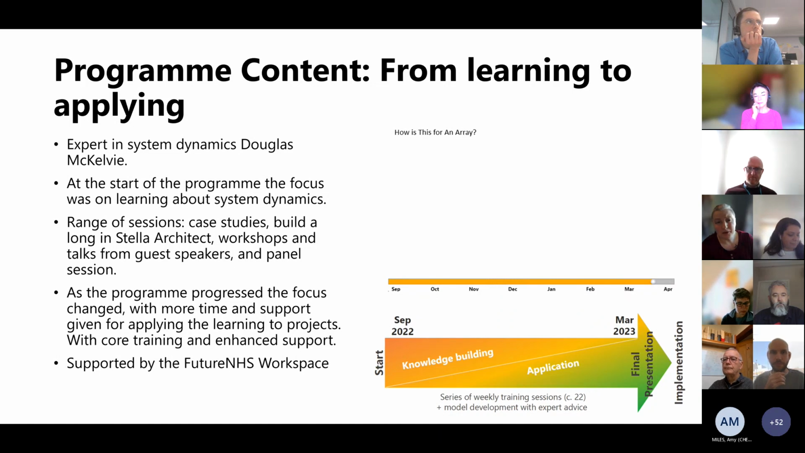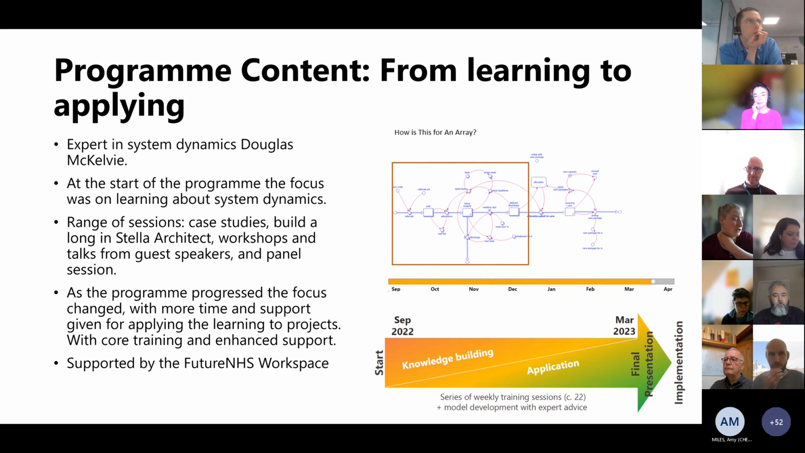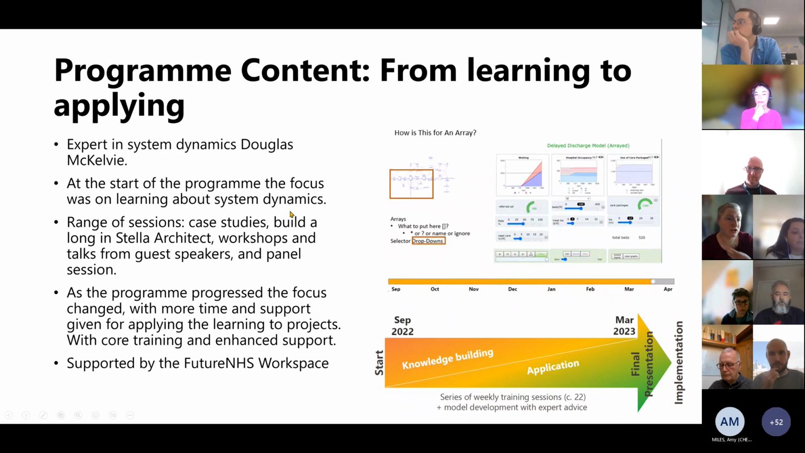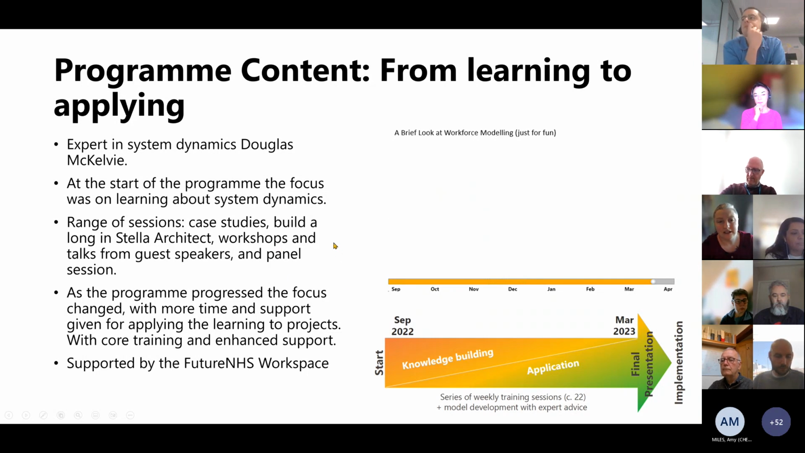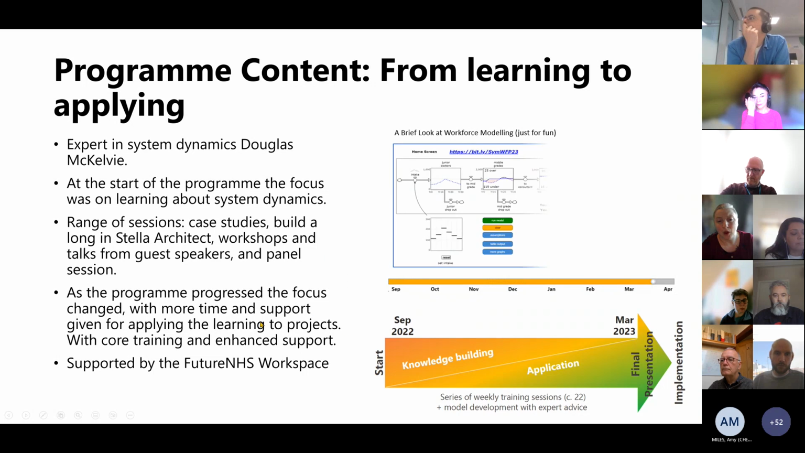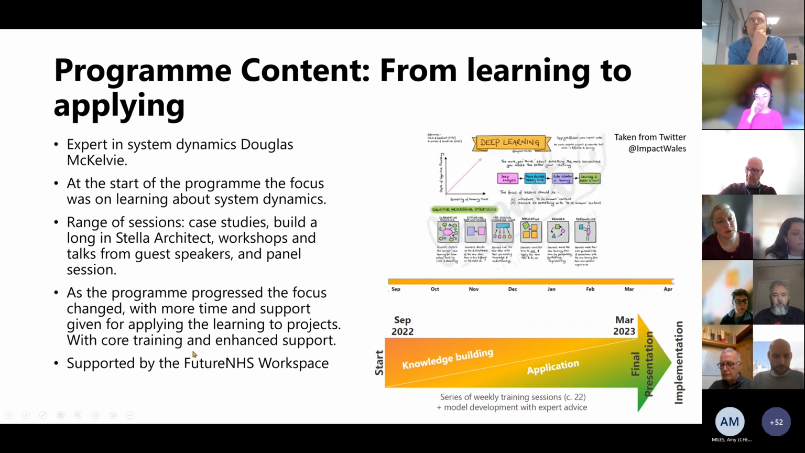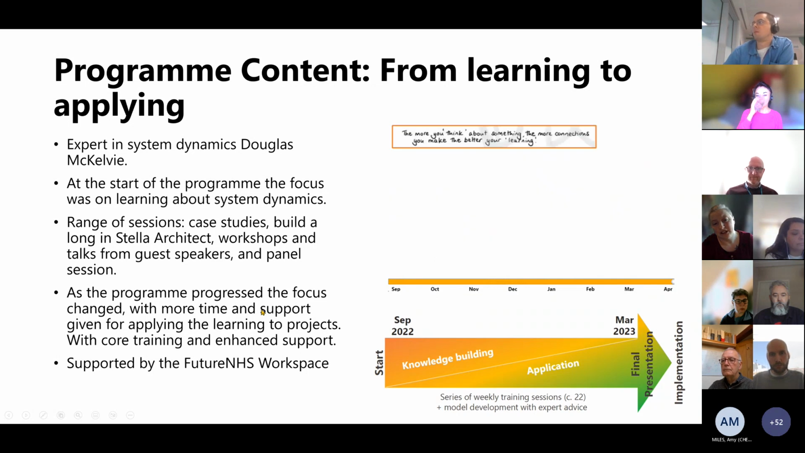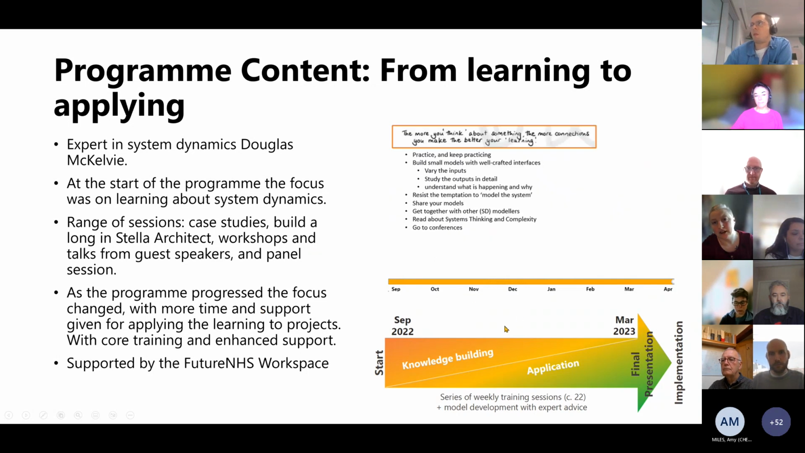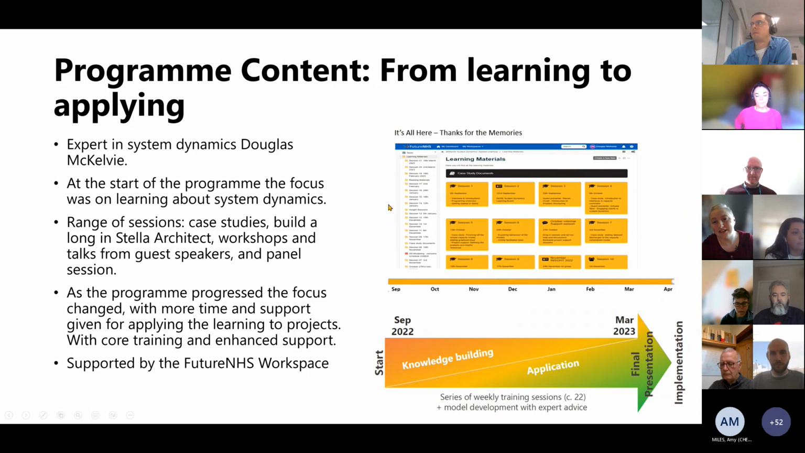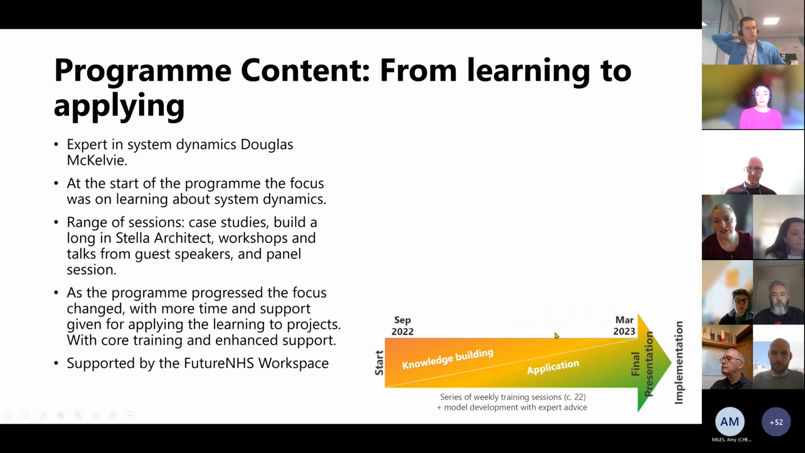As the programme progressed, the focus changed from those learning sessions to more support with individual projects and trying to support participants create their first system dynamics model. All of the videos from the sessions and the work we were doing was supported by a Future NHS workspace that those participants have got access to and continue to have access to. You can see in the little graphic there, that was just running through some of the sessions that we went through to show our journey.